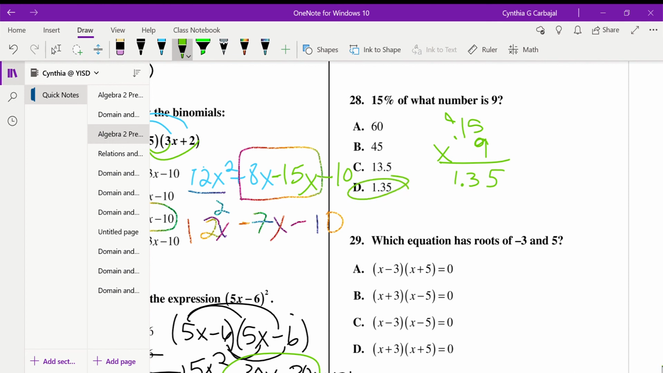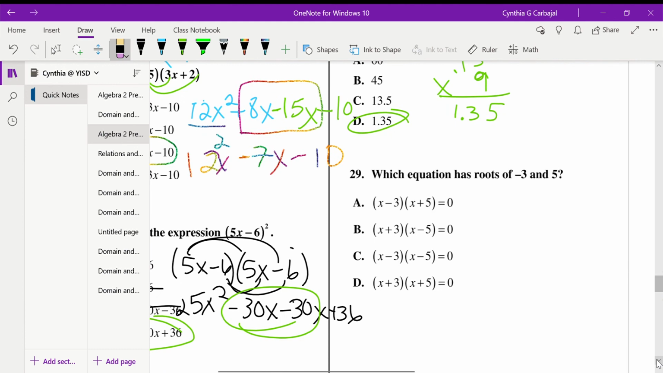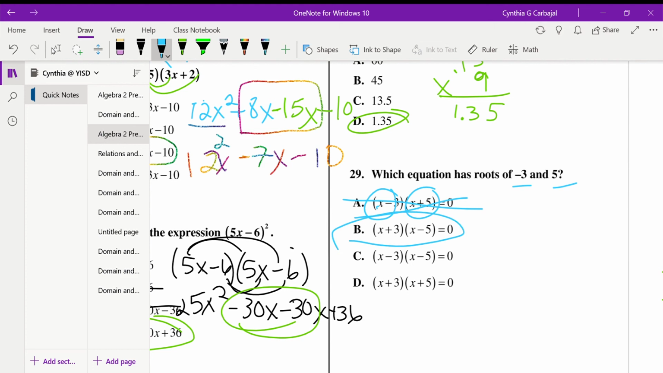Alright, number 29. It says which equation has the roots of negative 3 and positive 5. So I don't know if you remember this, and I don't expect a lot of people to remember. But when you have factors of a quadratic, if you set each one of them to 0, then they'll give you the roots. So pretty much what would make the inside of the parentheses go to 0? Well, here a positive 3 and a negative 5, so that's not it. So we're looking for where I would plug in a negative 3 and a positive 5, and the whole thing would go to 0. So it would be this one. Negative 3 plus 3 would be 0, and positive 5 minus 5 would be 0. So that's where the roots are, negative 3 and 5.